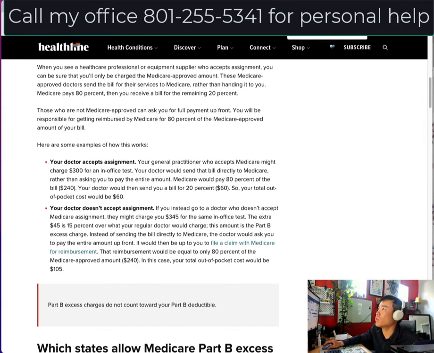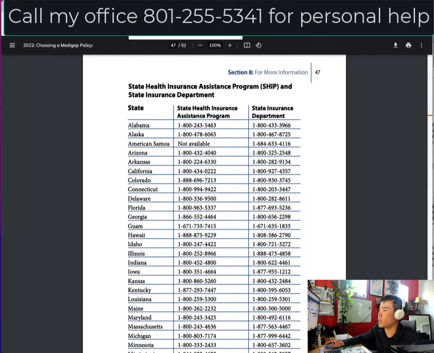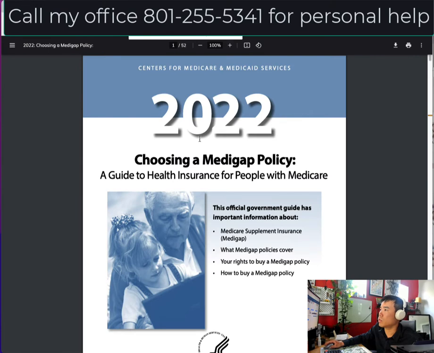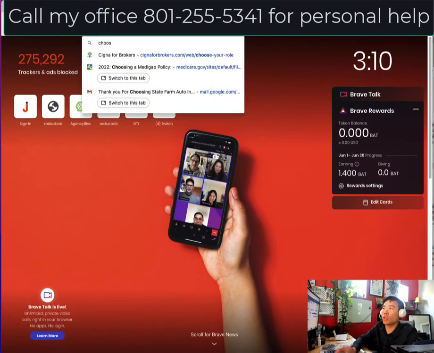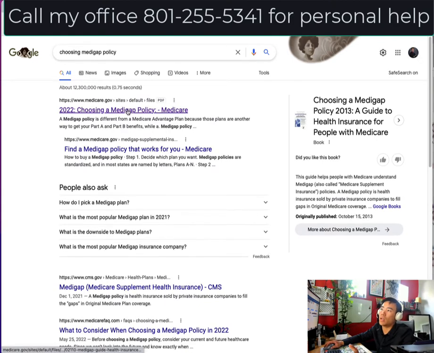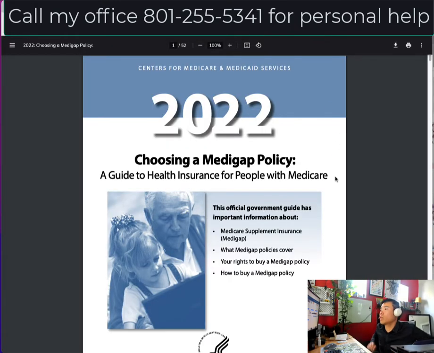First off, let's go ahead and open up the 2022 Choosing a Medicare Policy. This is a guide released by Medicare, helping Medicare beneficiaries further understand different types of Medicare plans and how Medicare or Medicare Supplement policy works. If you would like to follow along, go to Google and type in Choosing a Medicare Policy, and it should be the first link. You know it's the legitimate source because it's from Medicare.gov. You want to click on that, and then let's talk about Medicare Supplement Plan G versus Plan N.